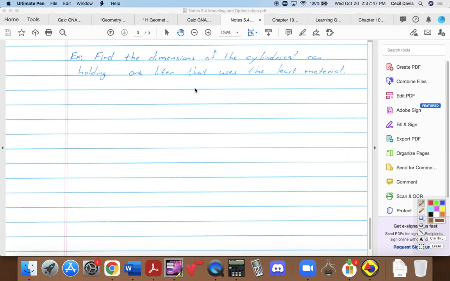So if you're building a can, the material is made up of what parts? Sides and top. So how can you find the sides? Circumference times the height, so 2 times pi times the radius times the height, plus what else? The area of the 2 bases, so 2 pi r squared.